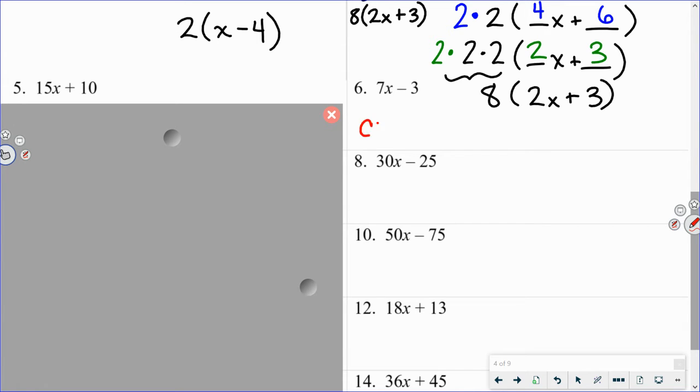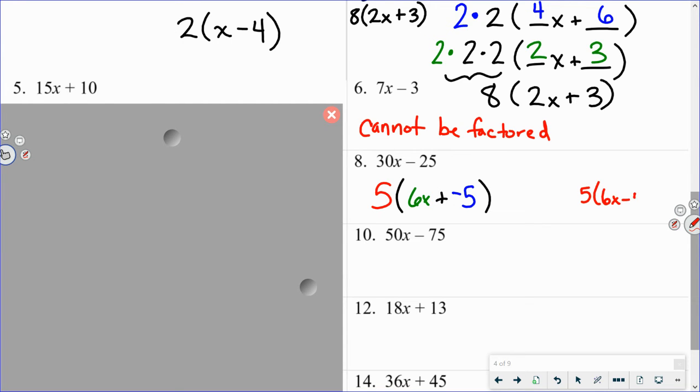So I'll point out for number 6, there are no common factors other than 1 that can be pulled out of 7x and 3. So we are going to write the fact that these cannot be factored. Meanwhile, for number 8, both of those, you can have a 5 pulled out. So we can now multiply 5 sets of 6x and 5 sets of -5. And yes, ladies and gents, you may simply write 6x subtract 5.